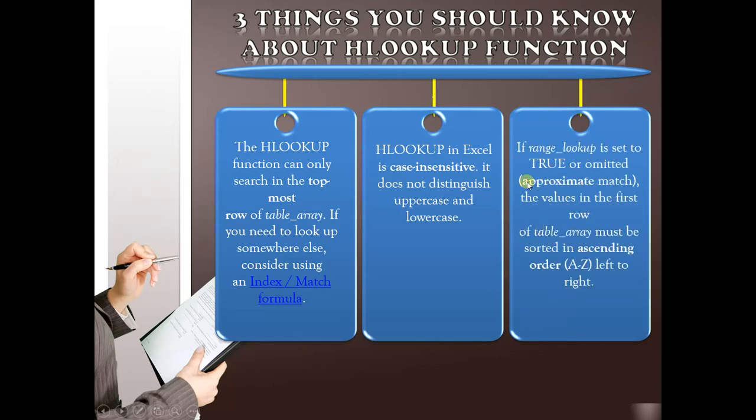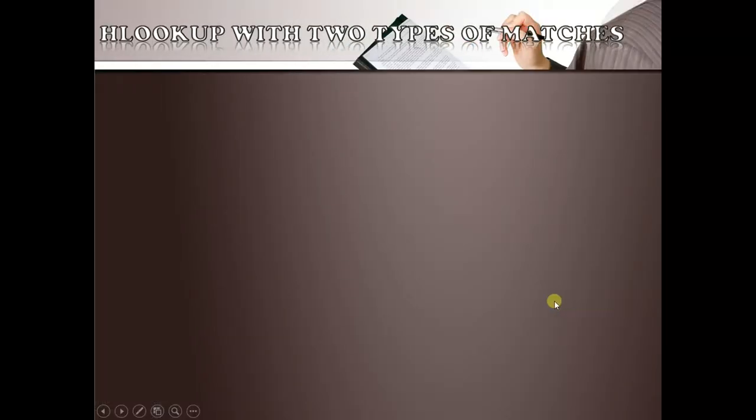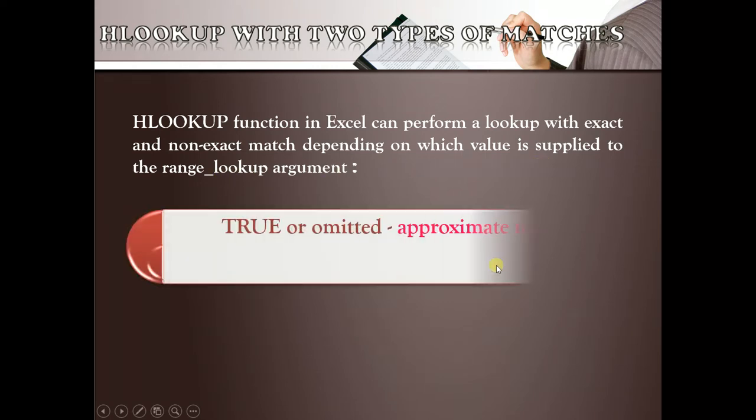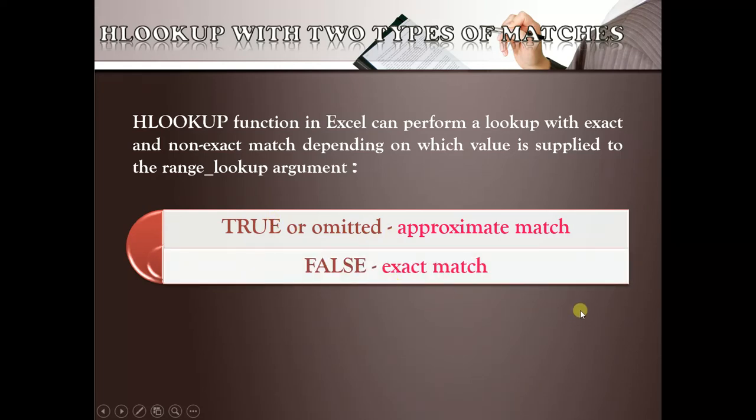And then if range lookup is set to true, or omitted, meaning approximate match, the values in the first row of the table array must be sorted in ascending order, that is A to Z, left to right, then only you will get it nicely. And now you will see HLOOKUP with two types of matches. The HLOOKUP function in Excel can perform a lookup with exact and non-exact match depending on which value is supplied to the range lookup argument. Now you see, true or omitted means approximate match, and false means exact match.